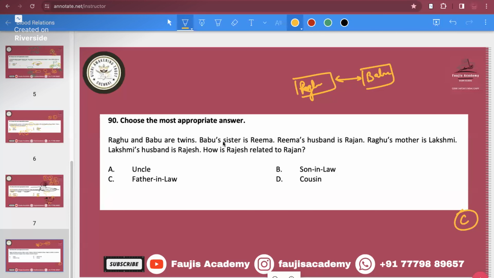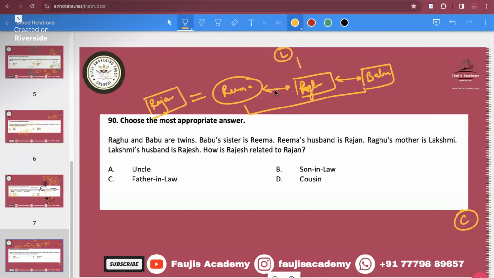Babu's sister is Rima. That means their sister is Rima. Let's write it like this. Rima's husband is Rajan. Raghu's mother is Lakshmi. I mean, all three's mother is Lakshmi. Lakshmi's husband is Rajesh.